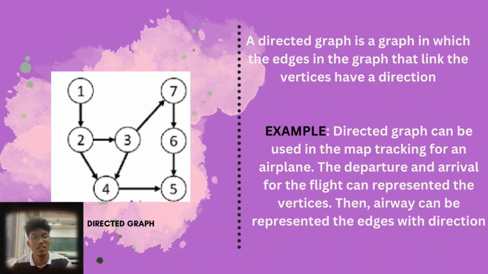For the graph, there are two kinds: directed graph and undirected graph. A directed graph is a graph in which the edges that link the vertices have a direction. For example, a directed graph can be used in map tracking for an airplane. The departure and arrival of the flight can be represented by the vertices, and the airways can be represented by the edges with direction.